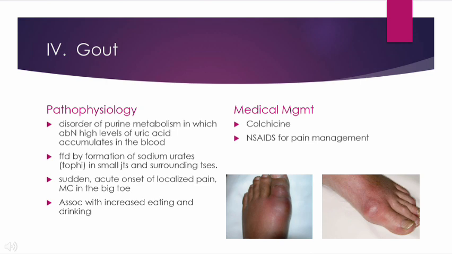These crystals are sharp, and they deposit in the joints and surrounding tissues. This is what causes the characteristic symptoms of gout. One of the most common presentations is a sudden onset of severe joint pain. This is often described as intense, throbbing, or stabbing pain. It usually affects the big toe, but it can also involve other joints such as the ankles, knees, and fingers.